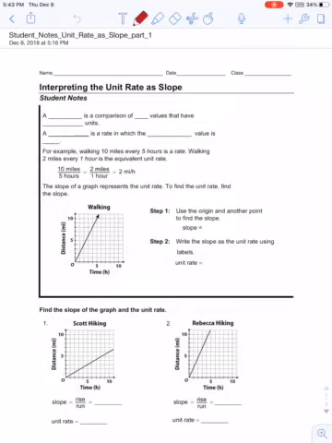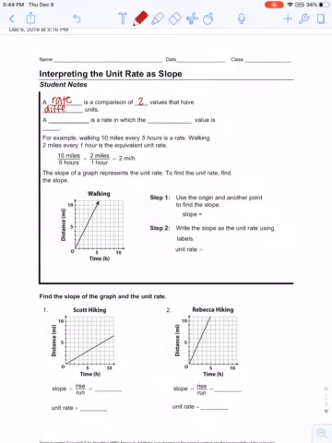Today we're taking notes over slope as unit rate, and you've learned about unit rates before. I promise you have. Today we're just connecting those to our idea of slope. So a rate is a comparison of two values that have different units.